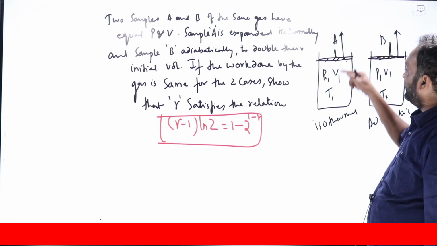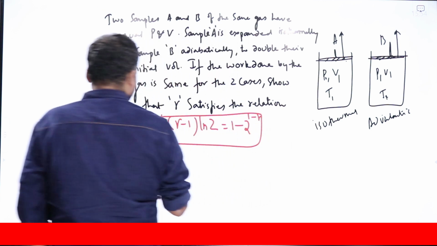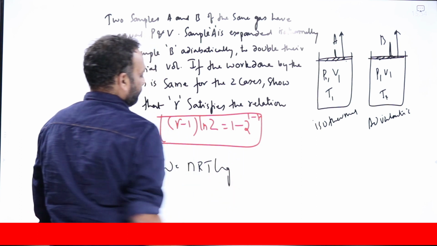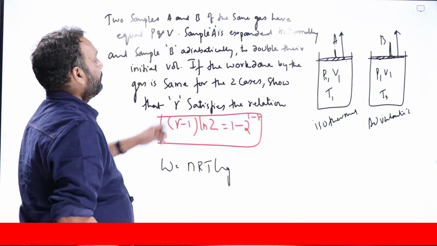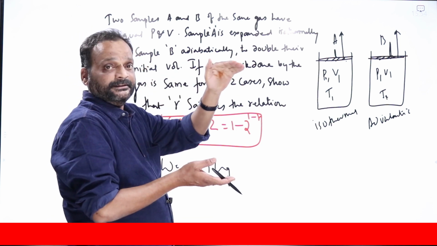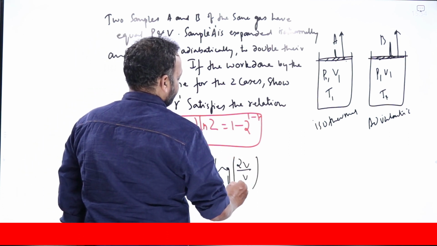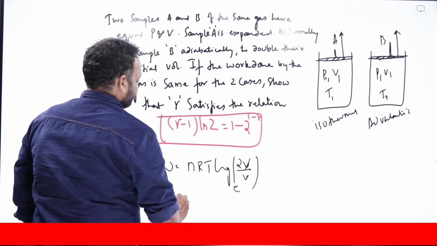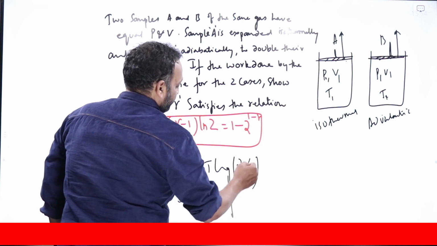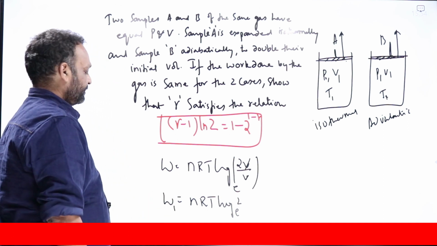Now for that, what is the work done in isothermal expansion? If you recollect, W equal to nRT log V2 by V1, final volume by initial volume. What is the final volume? The expansion is to double the initial volume, that is, final volume is double the initial volume. So log 2 to the base e. So this is nothing but nRT log 2 to the base e. Keep this one aside. This is our isothermal process work done.